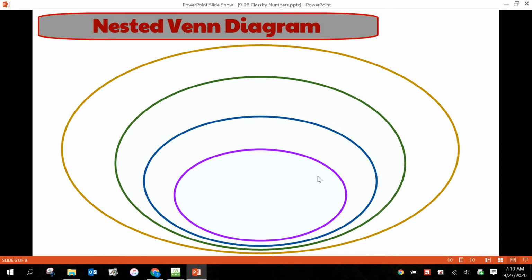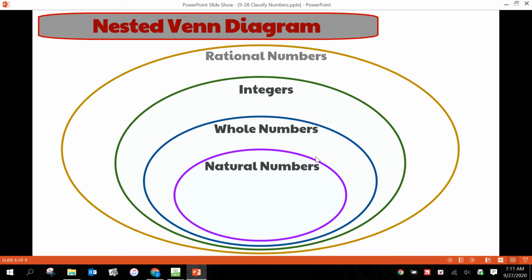Okay, so we're going to use a nested Venn diagram to describe natural numbers, whole numbers, integers, and rational numbers.